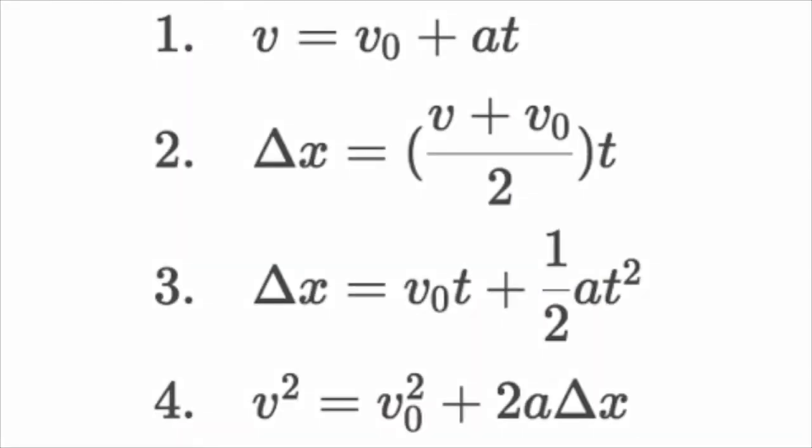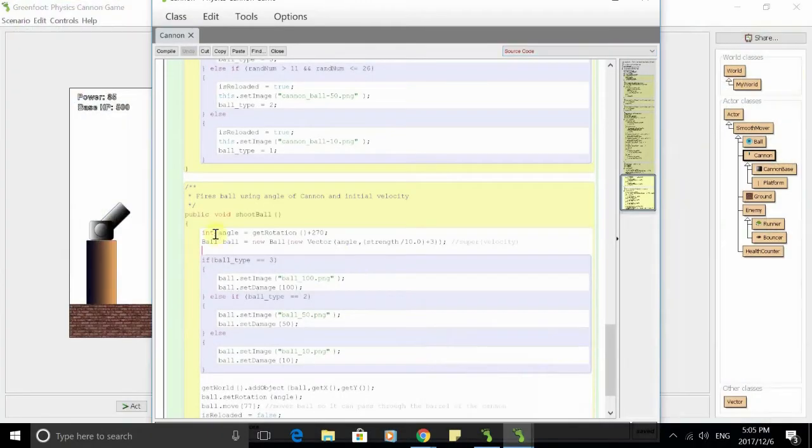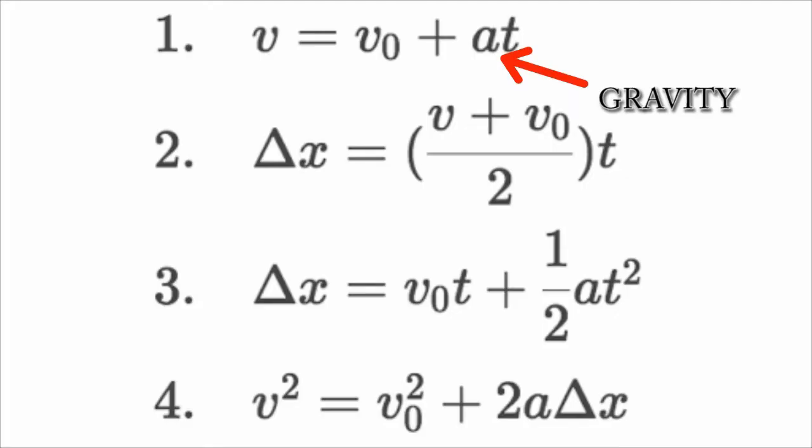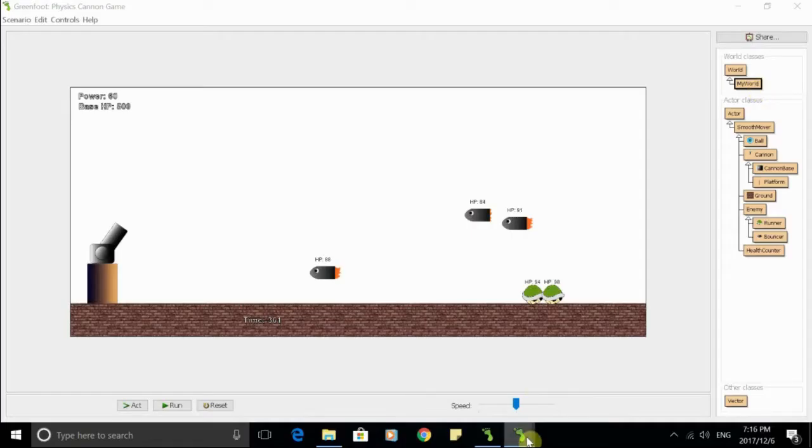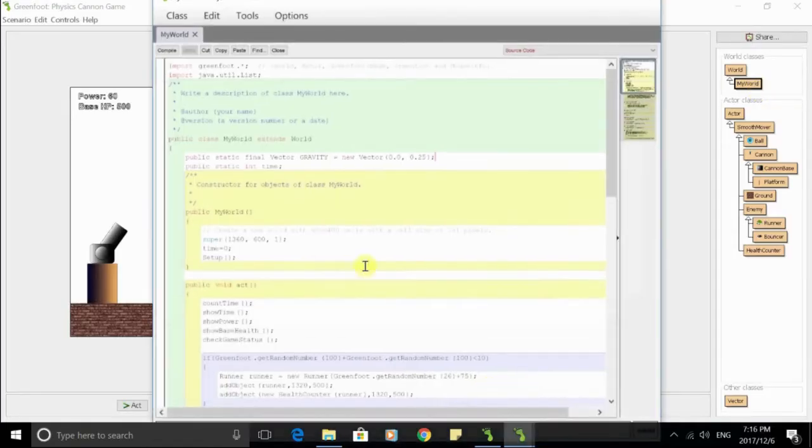To tie this back to the UAM equations, the equation used in this game would be equation number 1, where the new velocity equals the original velocity plus the acceleration times time. The original velocity was first stated here. The gravity variable would be the acceleration of the ball in the y direction. In this case, the ball's y position will change at a constant rate based on the fixed length of the gravity vector that alters its value.